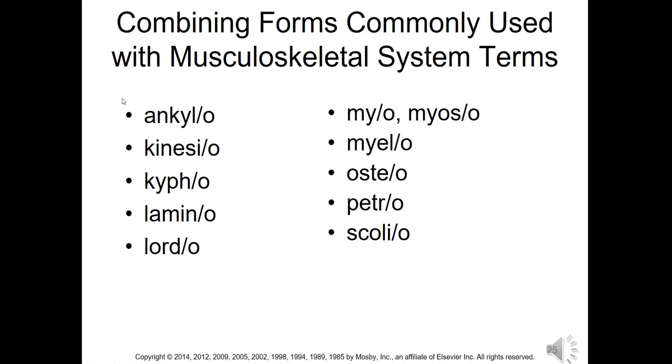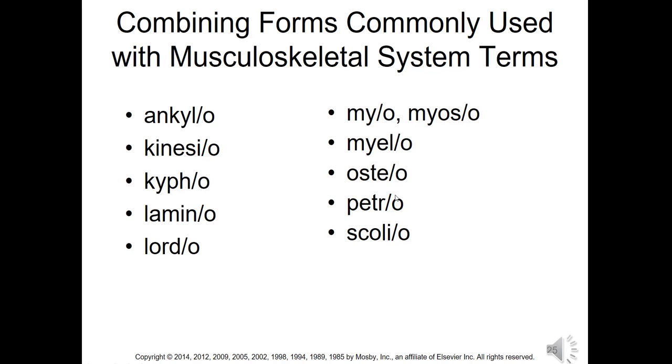Ankylo, this is stiff or bent, and you will see this in some of the terminology we'll look at today. Kinesio is motion or movement, so kinesiology is the study of motion and movement. Kypho is a hump. Lamino is a lamina or a thin flat plate. Lordo is bent forward. Myo and myoso are muscle. We also learned myo in another chapter. Myelo is bone marrow. Osteo is bone.